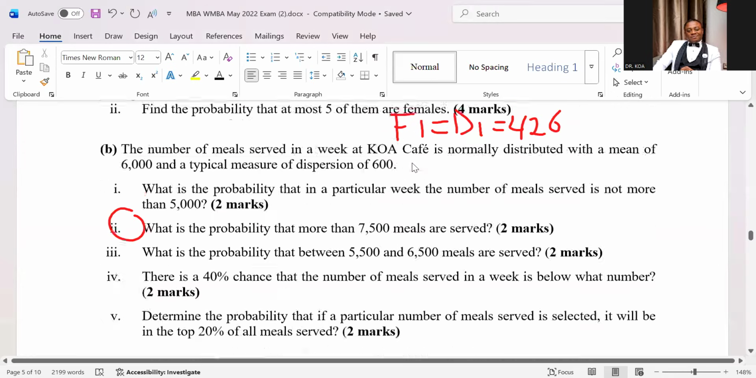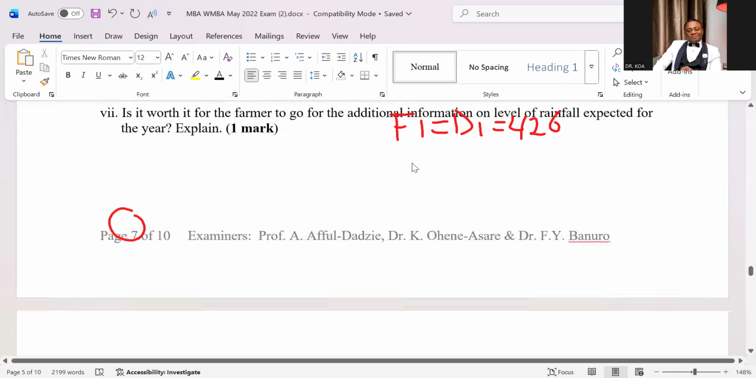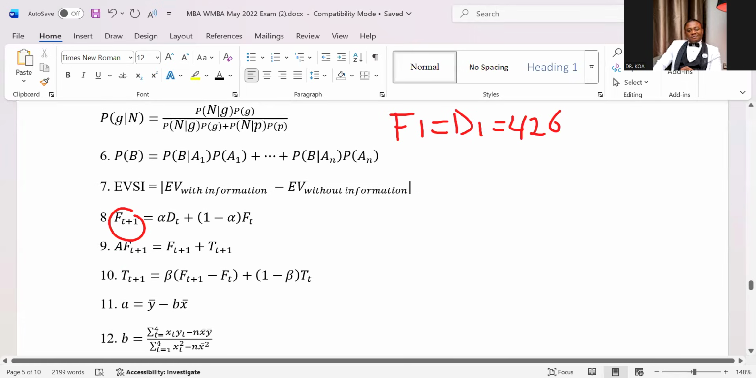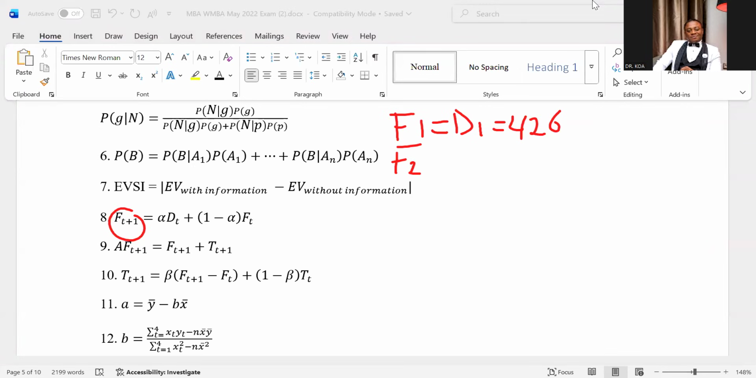So we go back to the formula here. We know our current forecast. What we are now going to do is use that to find our F2, because F2 is equal to alpha. Alpha is what value? 0.3. And then the current demand, DT, we already know that to be what? 426. Are you guys with me?